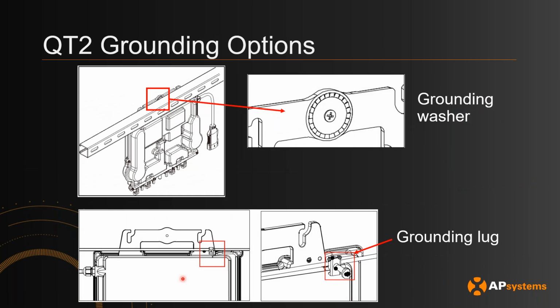As mentioned earlier, from a grounding perspective, there's a grounding washer that ties it to the rail. So if the rail is grounded, then you'll be okay. We also have an optional grounding lug. I don't think this is going to be necessary in Canada, but we had some utilities, I think in Europe, where they require you to have an externally grounded connection to the microinverter itself. So if that's necessary for whatever reason, you can do that, but it's not necessary if you're using the grounding washer and rail grounding method.